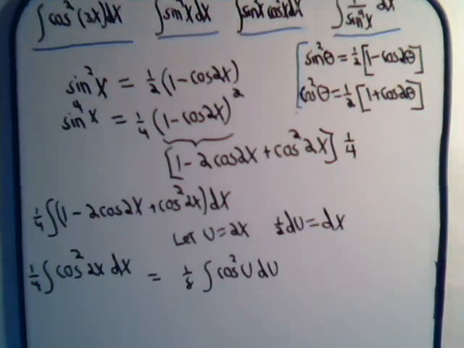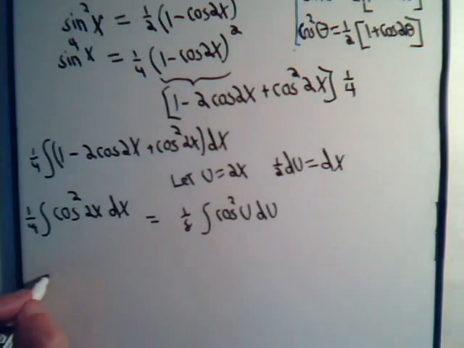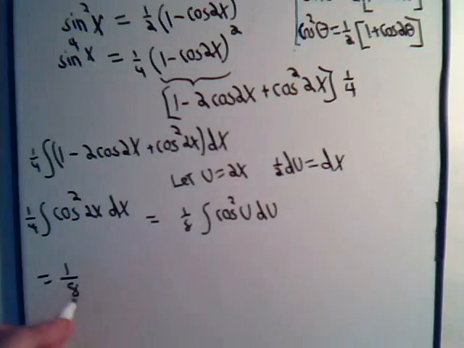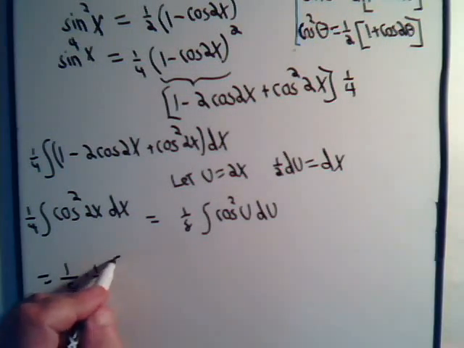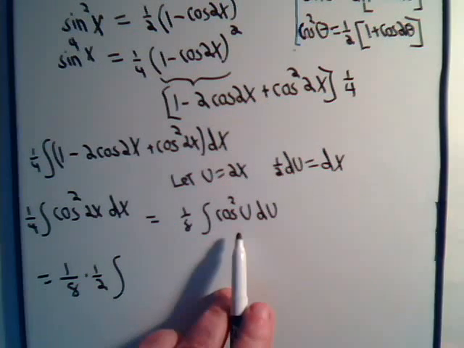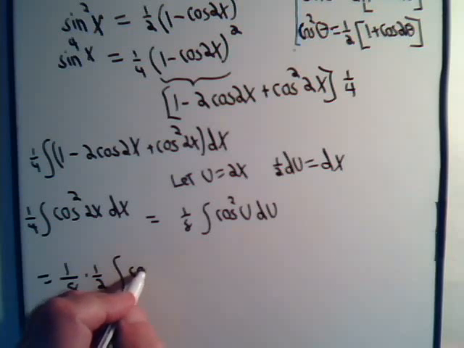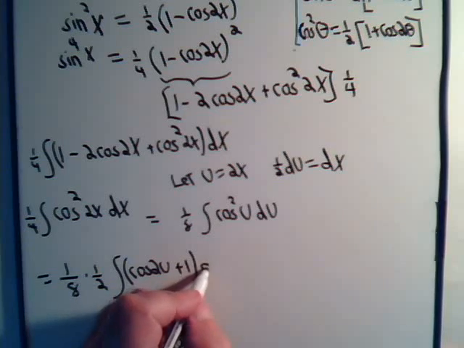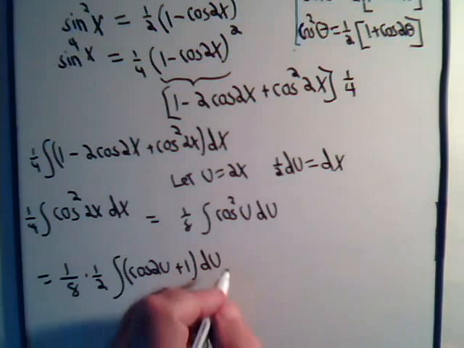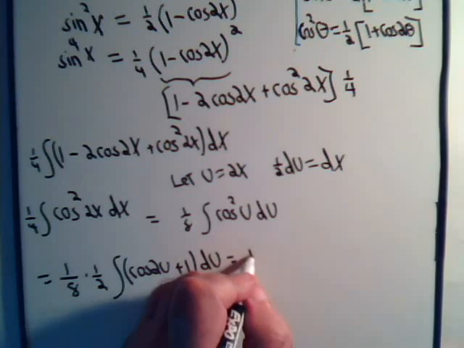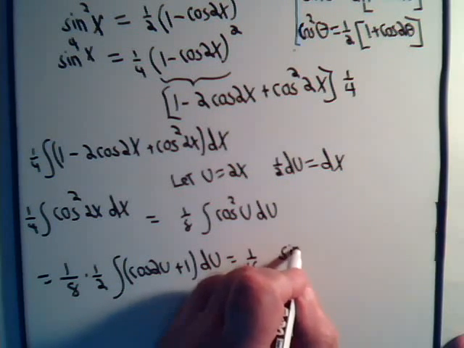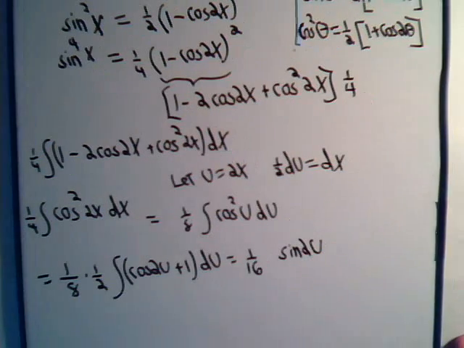So let's write it down here. Give us some more room. This will equal 1/8. And I'm going to apply this formula here, so take the 1/2 to the outside. And we have the integral of the cosine squared of u. That is the cosine of 2 times u plus 1 du. And that will equal 1/16. And the integral of the cosine is always plus the sine. So that's the sine of 2 times u divided by 2.